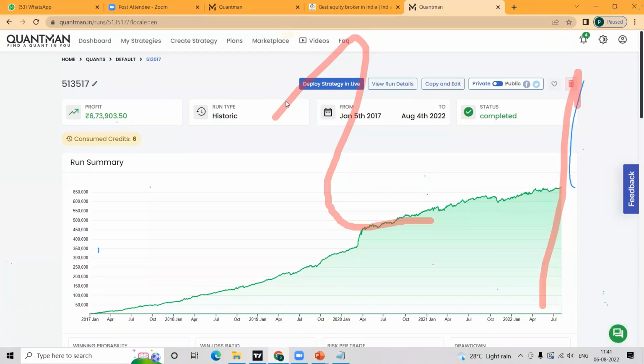After that, once you are backtesting and you are satisfied, there is a button called deploy strategy in live, right?